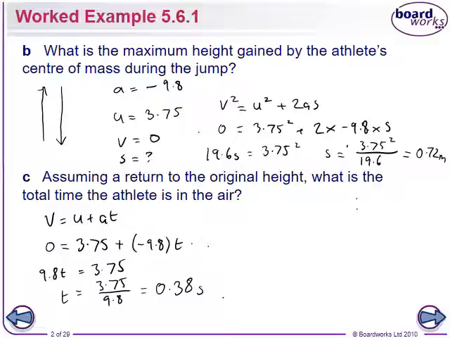So to get back down again, how long is it going to take? 0.38. It's going to take the same amount of time. Okay? So it'll take 0.38 to get up, 0.38 to get back down. So total time is going to be 0.38 times 2. That'll be 0.76. That is going to be the total time the athlete spends in the air.